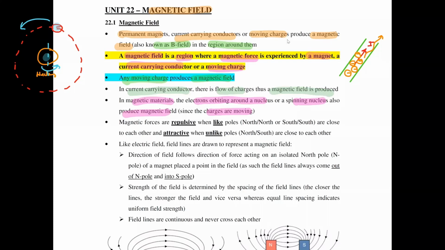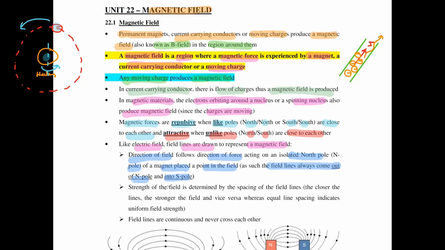When it comes to magnetic forces, the forces will be repulsive when like poles such as north and north or south and south are close to each other, and they would be attractive when unlike poles such as north and south are close to each other. Just like electric field, field lines can also be drawn to represent a magnetic field with the following characteristics. Direction of your magnetic field follows the direction of force acting on an isolated north pole or end pole of a magnet placed at a point in the field. As such, your field lines will always tend to come out from the North Pole and into the South Pole.